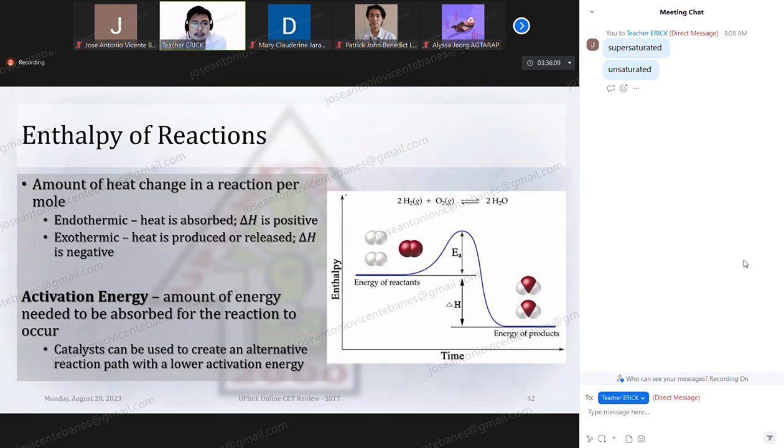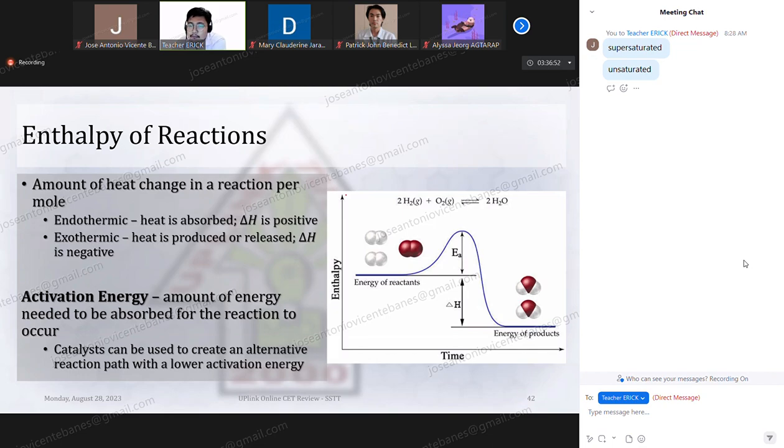And the activation energy is the amount of energy needed to be absorbed for the reaction to occur. So sometimes you need a catalyst. Sometimes the trigger is temperature, sometimes the trigger is the chemical itself, sometimes the whole reaction is needed to trigger the activation energy. But in most cases, a catalyst can be used to create an alternative reaction path with a lower activation energy. Now, what are catalysts? Catalysts are basically substances that are used to speed up the reaction but will not be consumed. So you're going to use it, but it will never disappear. Those are your catalysts. So it speeds up the reaction.